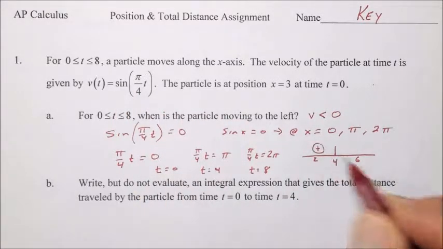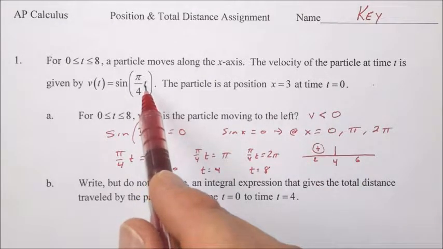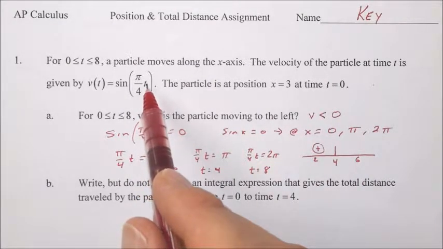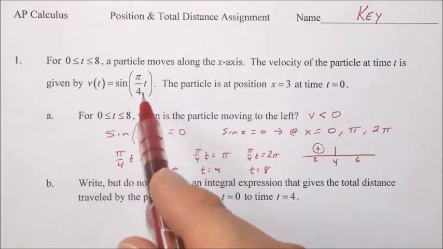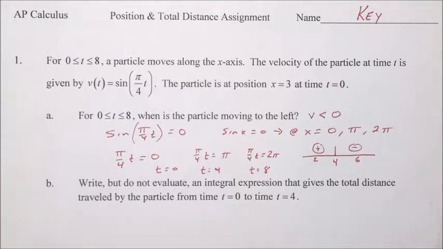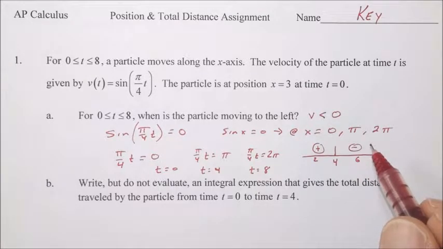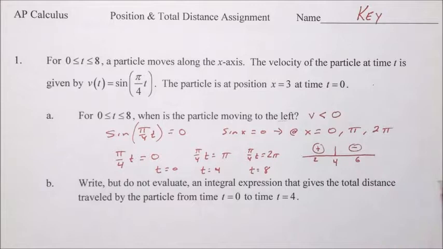1 is positive. And if t is 6, put 6 in right there. 6 times pi over 4, well, 6 and the 4 simplify down to 3/2. So we have the sine of 3 pi over 2, which is negative 1. So our velocity function is negative after 4. And we know that the particle is moving to the left when the velocity is negative, so that's going to be from 4 to 8.